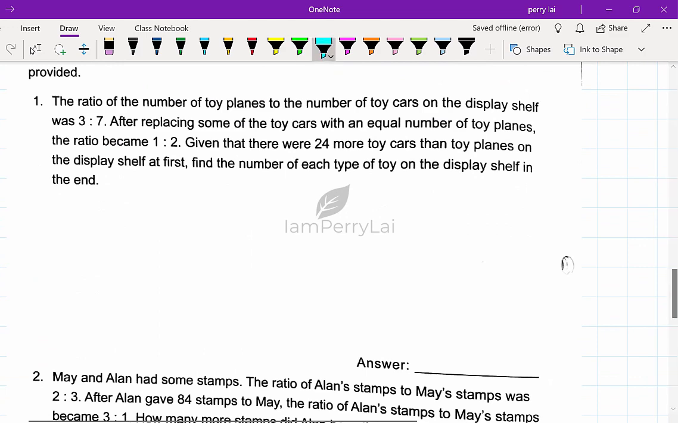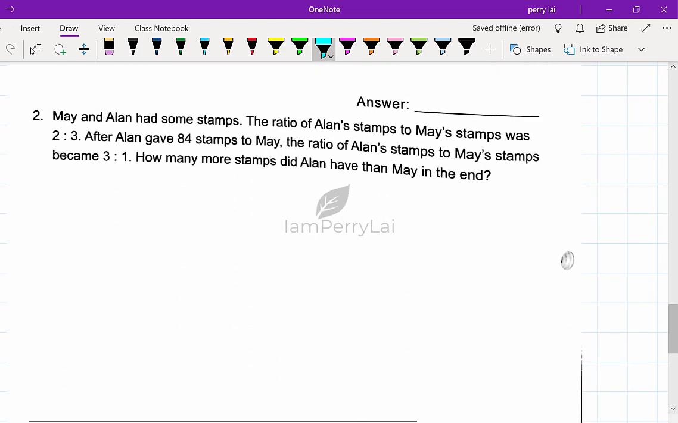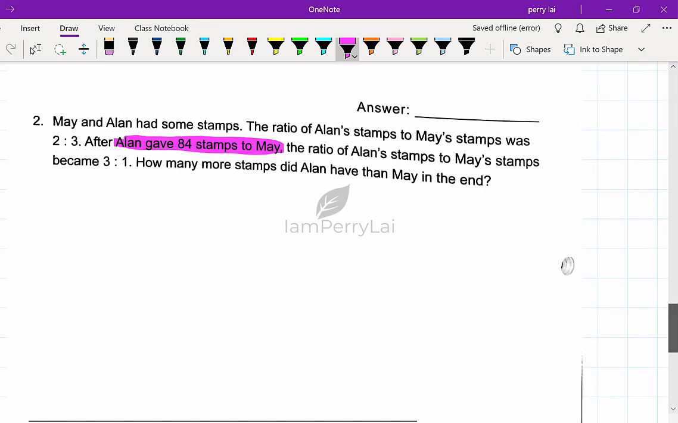Here we have different words. It's replacing toy cars with an equal number of toy planes. In plain English, take out some toy cars, put in the same number of toy planes. Total unchanged. And then finally, one person gives some stamps to another. They're exchanging, giving amongst each other. Again, total unchanged. So now let's get into how to solve questions like these.